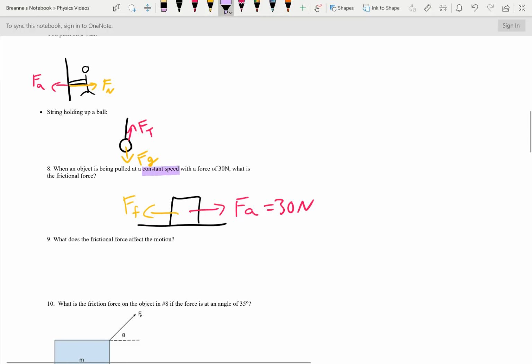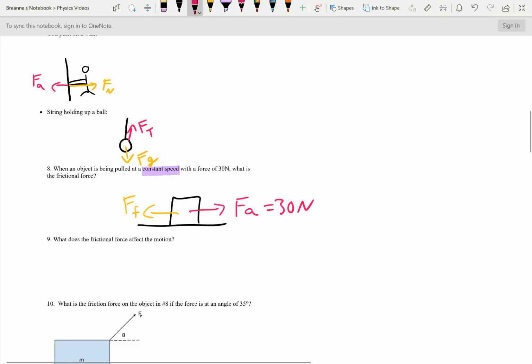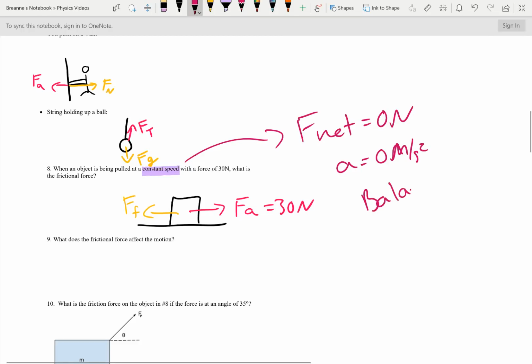We have constant speed. Remember, constant speed means net force is 0, acceleration is 0, so therefore the forces are balanced. So for the forces to be balanced, our force of friction has to equal 30 newtons as well.